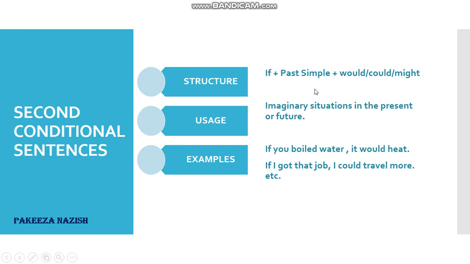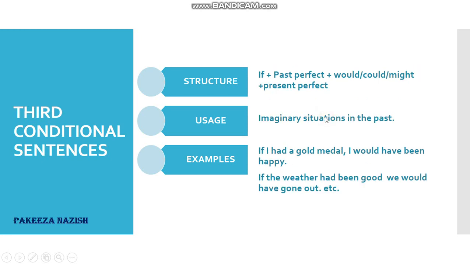Then second conditional, if plus past, past means the second form of verb, and would, could, might are the second forms of verb of will, can and may. So second conditional means second form of verb. And in the third conditional, there was the structure if plus past perfect and present perfect. That means had plus third form and has, have plus third form. So third conditional means third form of verb.